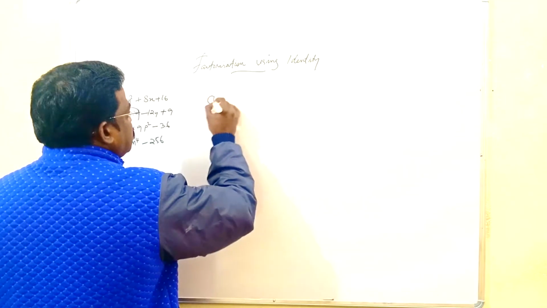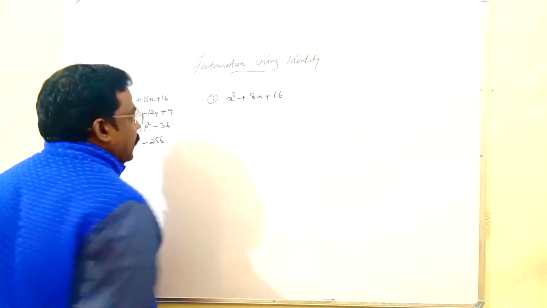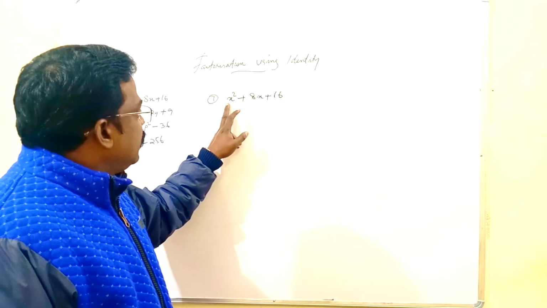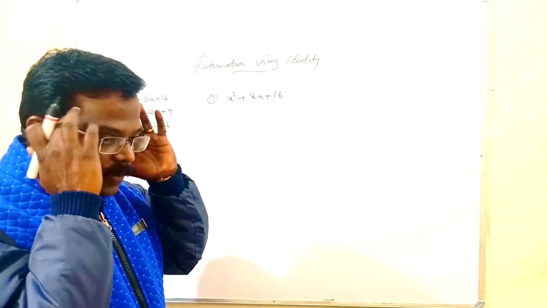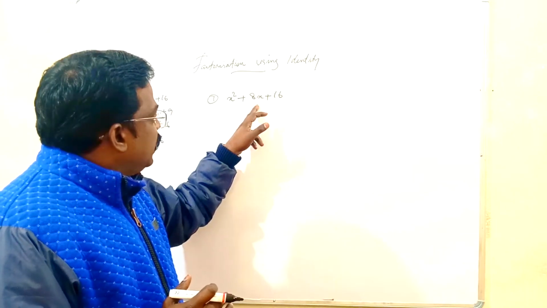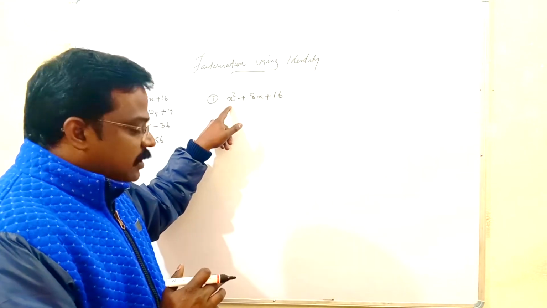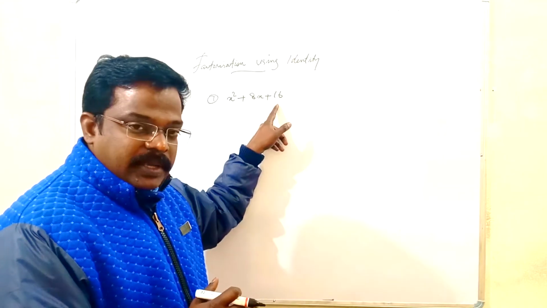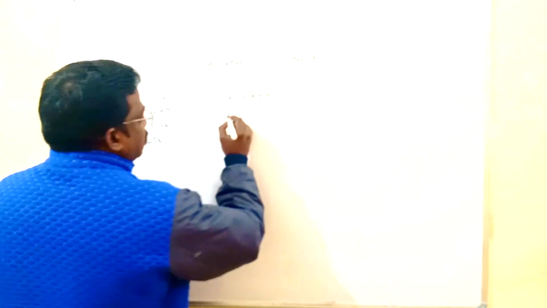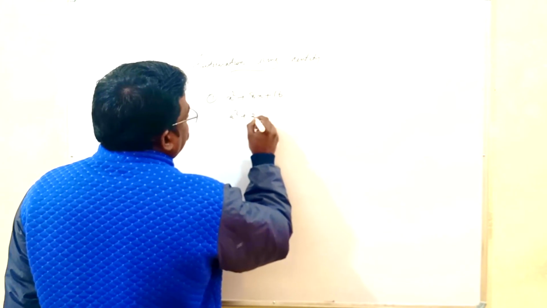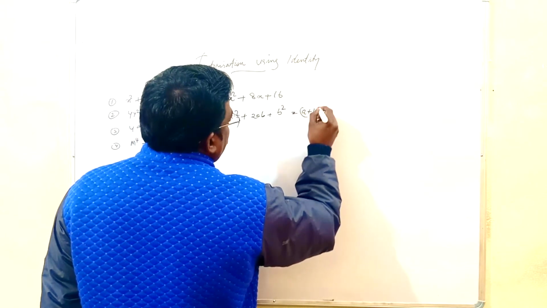So here, first one, x square plus 8x plus 16. So here, seeing that the first term and last term are square numbers, you have to think that it can be a square plus 2ab plus b square. We can check. Okay, first one is a square term, last number also a square. That is why a square plus 2ab plus b square. Just check that. Then we can write it (a plus b) all square.